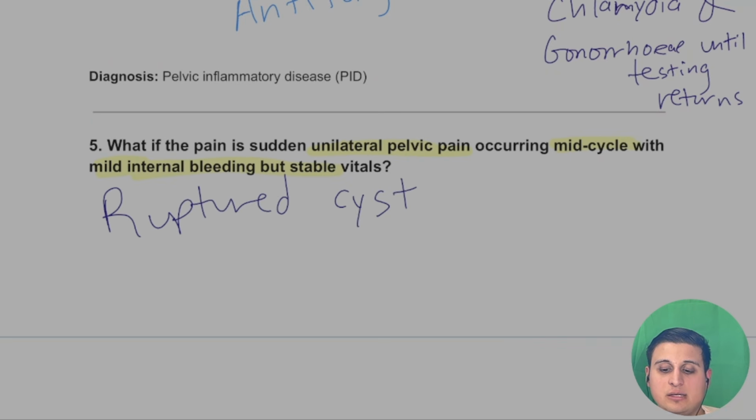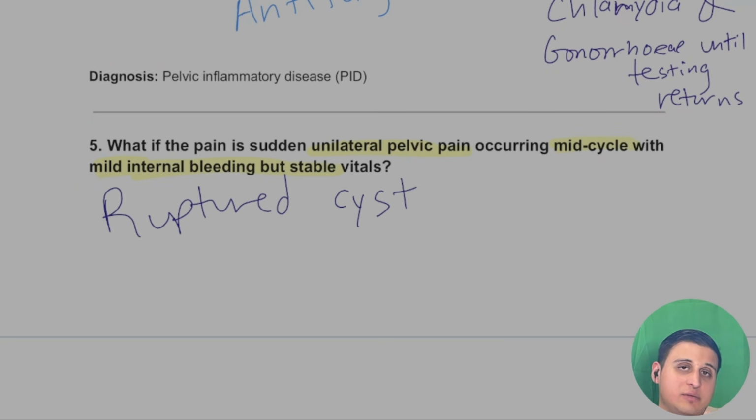Ruptured cyst. If this was at the end of our cycle and then we had this really bad pelvic pain and it was unilateral or something, maybe we're thinking of mittelschmerz, right? Which is the ovulation. When we actually ovulate, that mittelschmerz is going to be very painful. But in this case, a ruptured cyst might be happening where we have this mild bleeding.